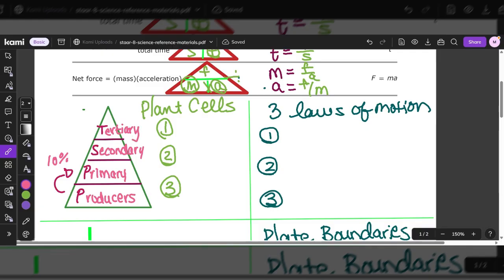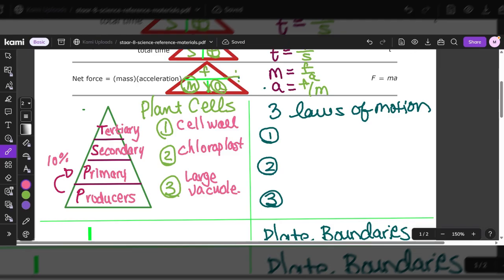There are three differences that plant cells have versus animal cells. First of all, they have a cell wall. Second, they have chloroplast. And third but not least, large vacuole. That does not mean that an animal does not have a vacuole. It's just smaller.